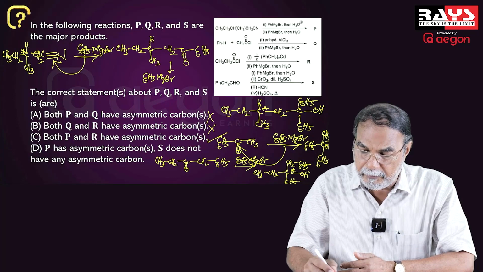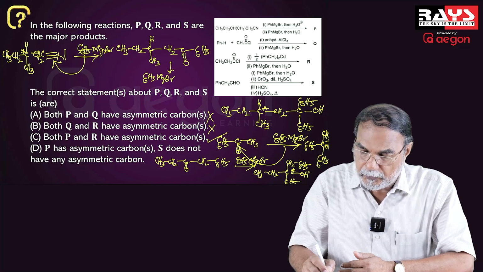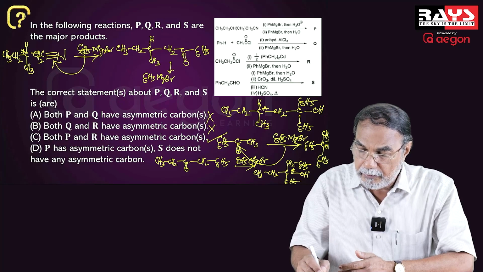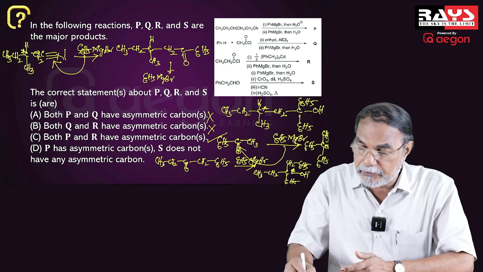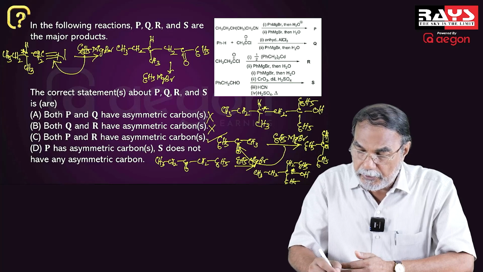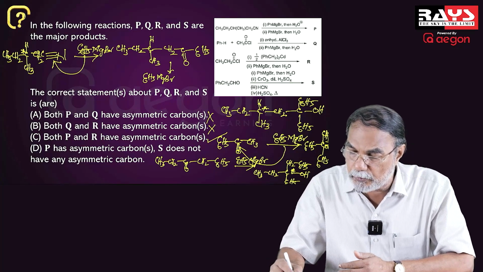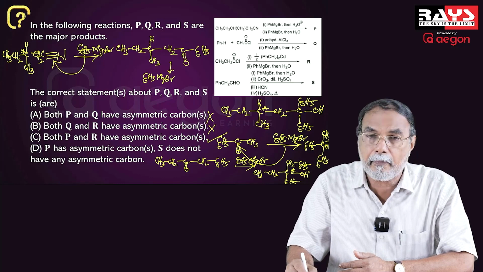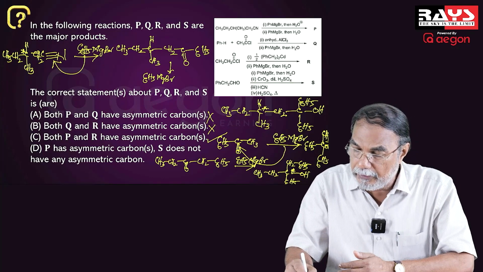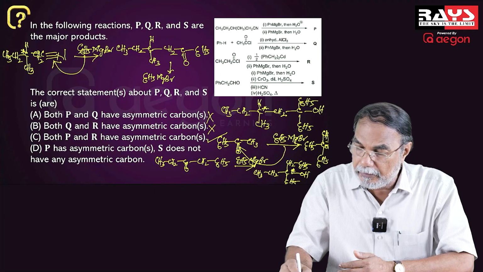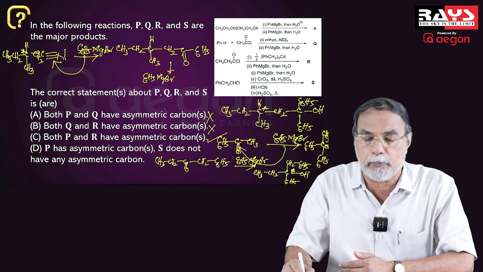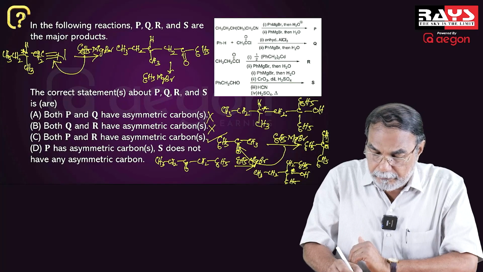And one more point is there, that is option D, where P has asymmetric carbon, S does not have any asymmetric carbon. Of course, P has asymmetric carbon, that is a correct statement, but we have to check whether S, the product of reaction number 4, doesn't have any asymmetric carbon. And now what is reaction number 4? It's phenylacetaldehyde, that is the starting compound. A reaction with a Grignard reagent, again addition of the Grignard reagent to the carbonyl group, and you have the product.